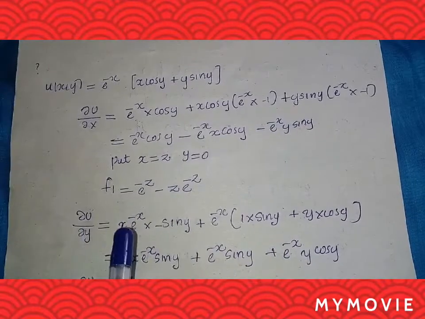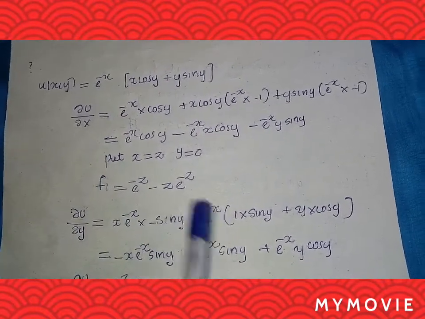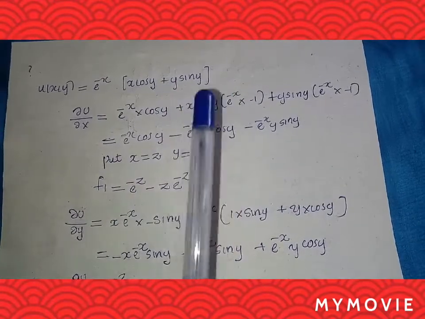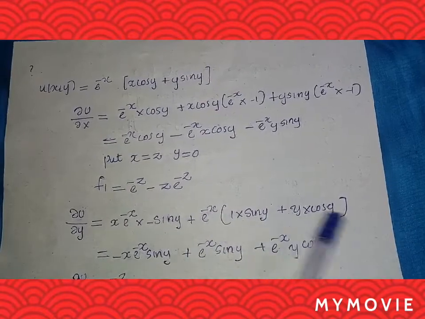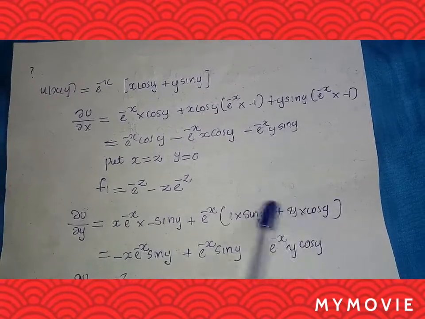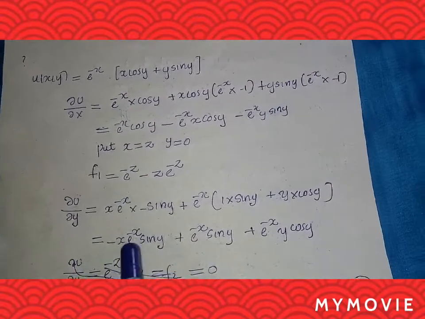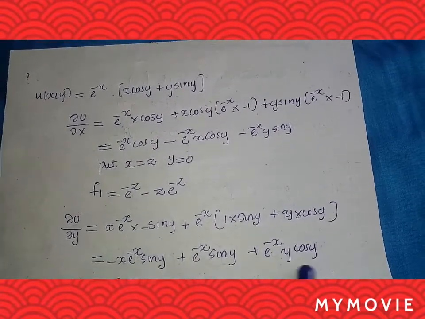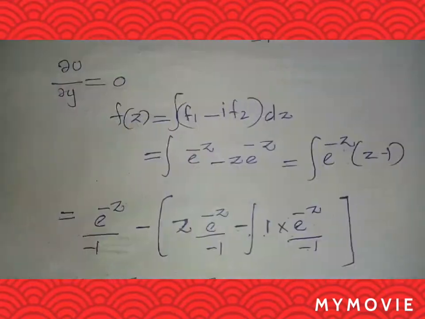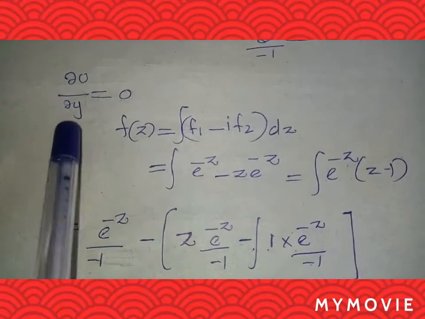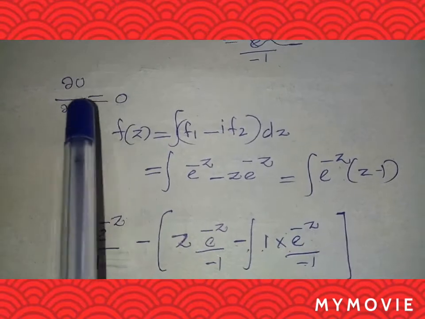Dou u by dou y, we get x e raised to minus x into minus sin y plus e raised to minus x. Here also there is a product, y into sin y. So 1 into sin y plus y into cos y is the product of two y functions. So we get the function for f2 when x equal to z and y equal to 0. In dou u by dou y, with x equal to z and y equal to 0, we get dou u by dou y equal to 0.